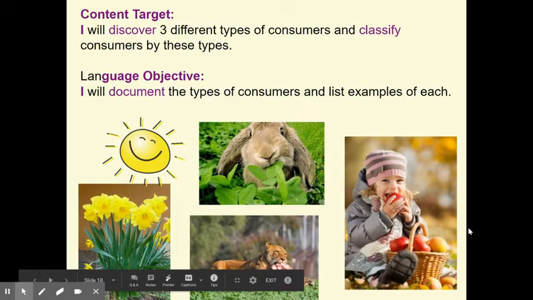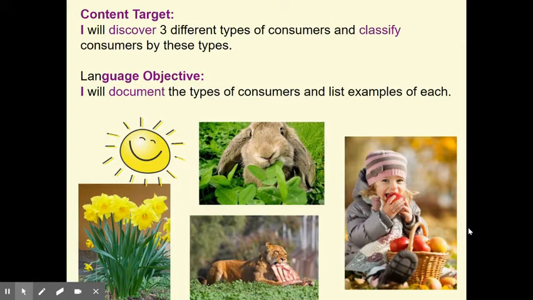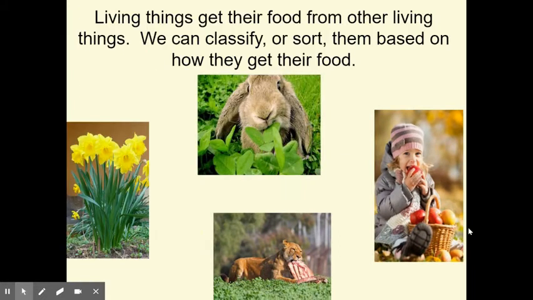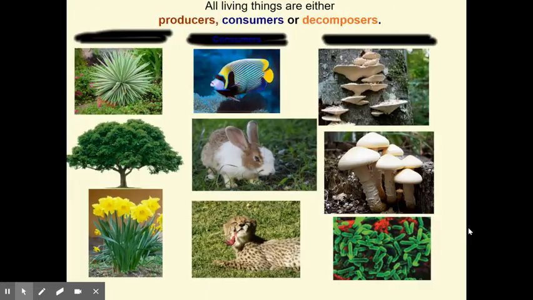Today you're going to be able to discover 3 types of consumers and classify them by the types of consumer that they are. You'll also be able to document and list examples of each, as well as sort different types of consumers. So living things get their food from other living things. We can classify or sort them based on how they get their food. All living things are either producers, consumers, or decomposers.